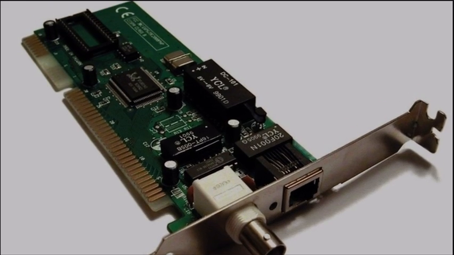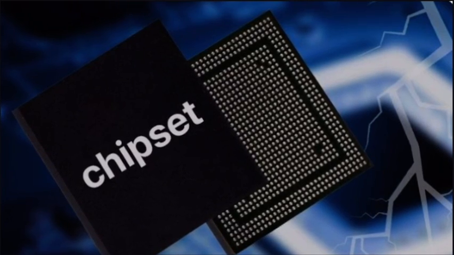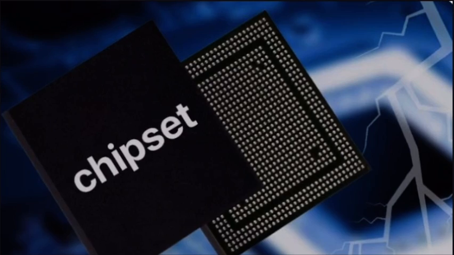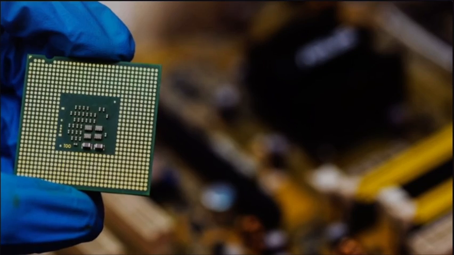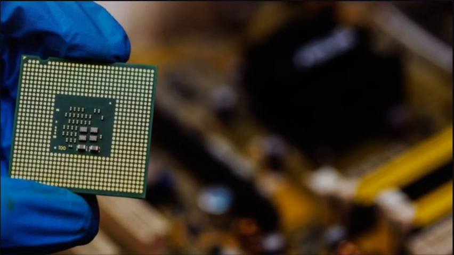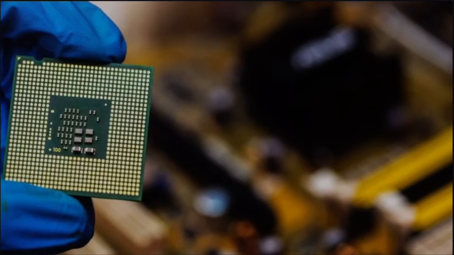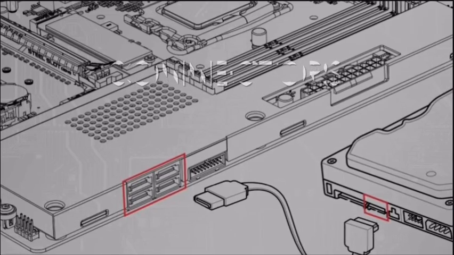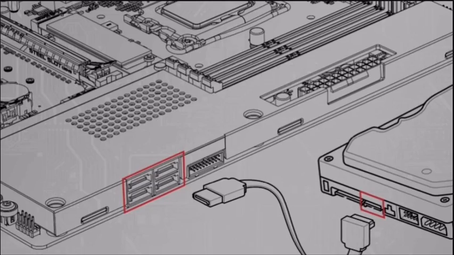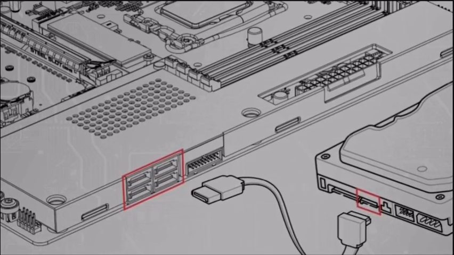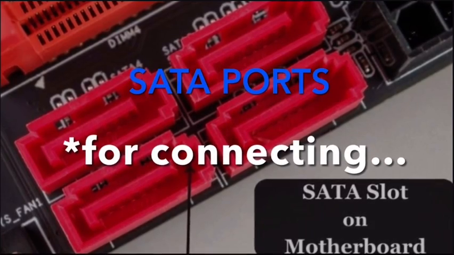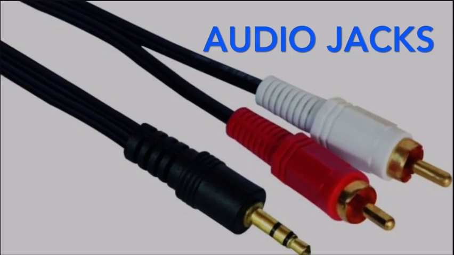Chipset. The chipset is a set of integrated circuits that manage communication between the CPU, RAM, storage devices, and other peripherals. It plays a crucial role in the motherboard's functionality. Connectors. Motherboards feature various connectors for peripheral devices, including USB ports, SATA ports for connecting storage drives, and audio jacks.